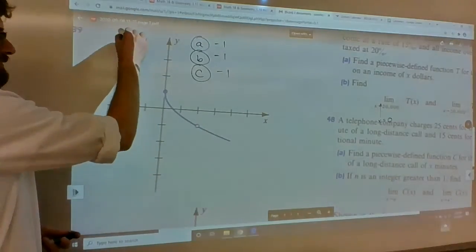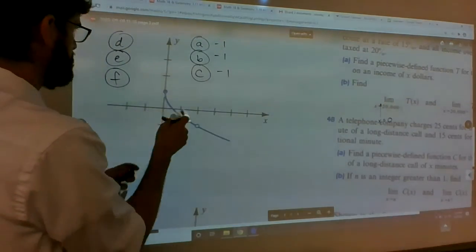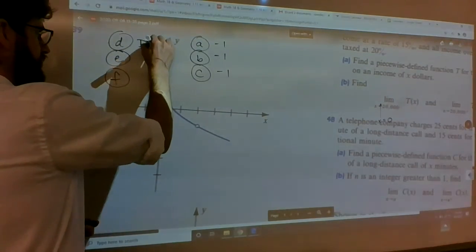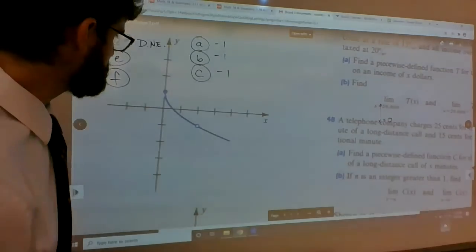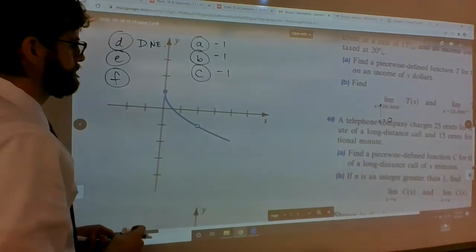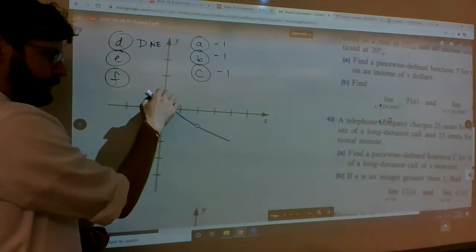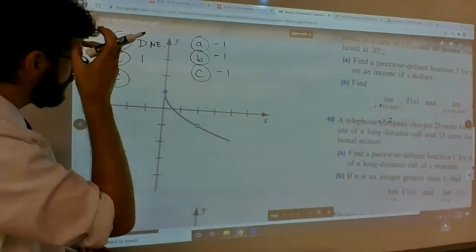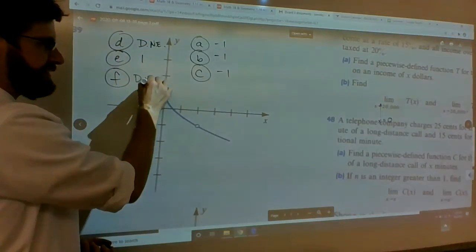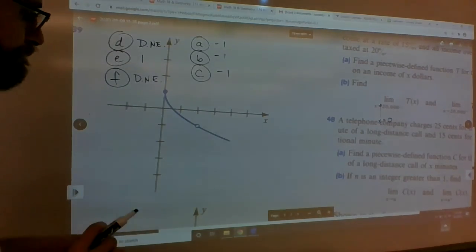For D, E, and F, if it doesn't exist from the left, then you can't make any decision about what that limit is. And then from the right, it actually stops at y equals 1. But ultimately, if the left doesn't exist, then the limit doesn't exist at that particular point.